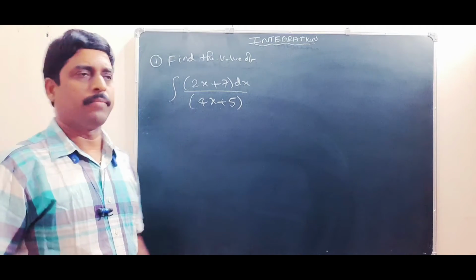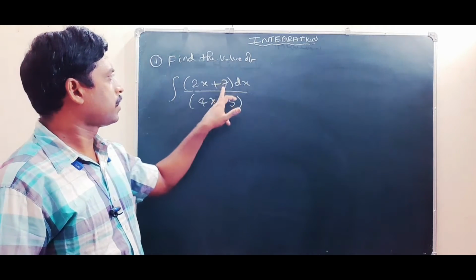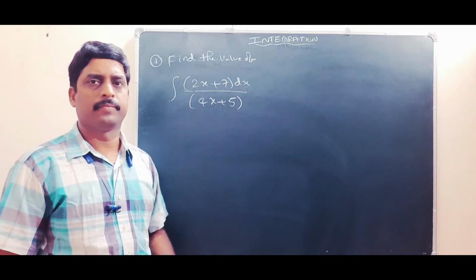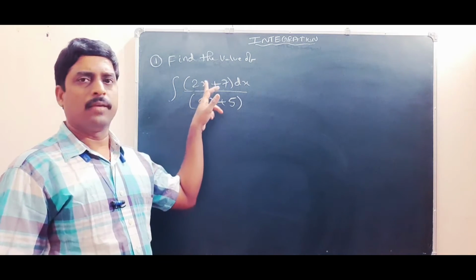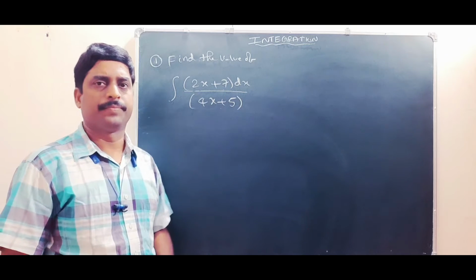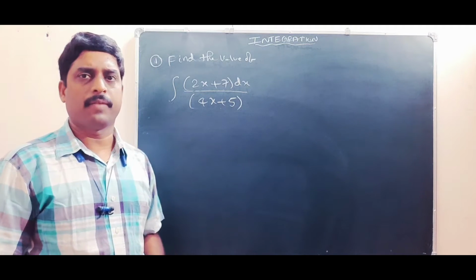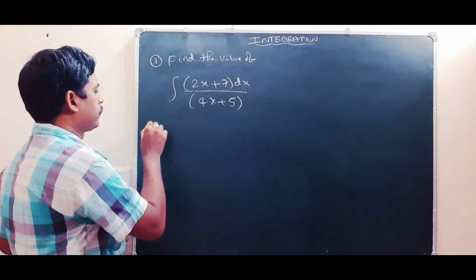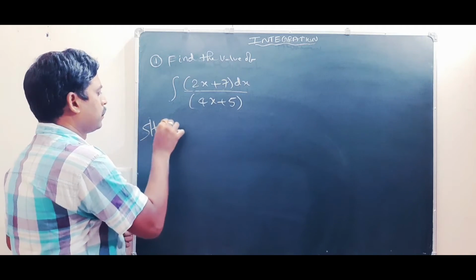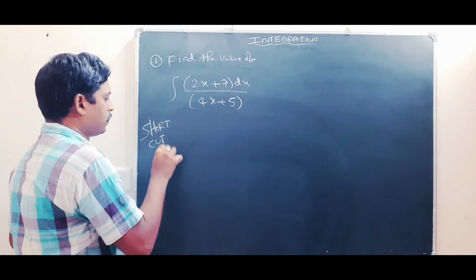Okay, now explain question number 1. Integral 2x plus 7 by 4x plus 5. Okay, this is in the form of linear 1 by linear 2. So now I explain a very easy method. Shortcut method.